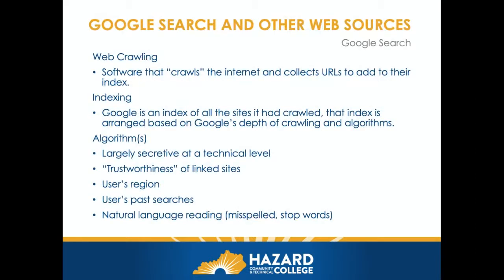So Google search, how does it work? Basically, Google is an index. Google is not the internet itself, and there are some who might confuse those as being synonymous. Google does not equal the internet, it is an index. So they use what are called spiders to go out and crawl the internet, and it collects these URLs and adds them into their index.